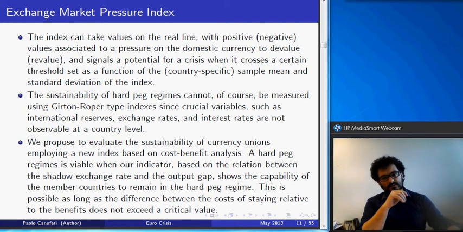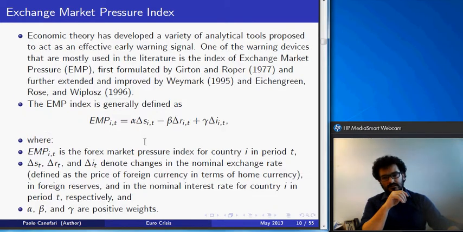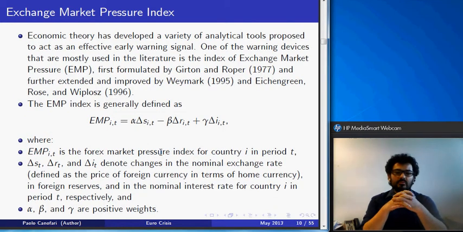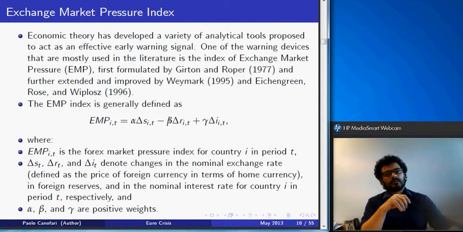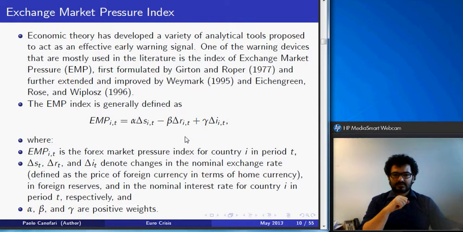The problem is that this index cannot be applied to the case of monetary union because we can't observe the exchange rate between countries belonging to the monetary union. We can't observe the change in international reserves. We can observe just this variable, but it's not enough to derive an index of sustainability of monetary union.